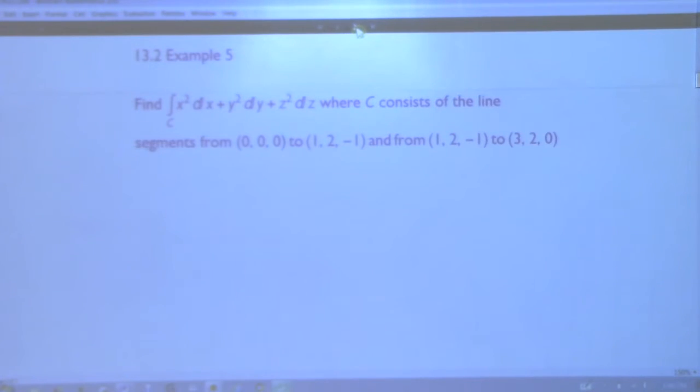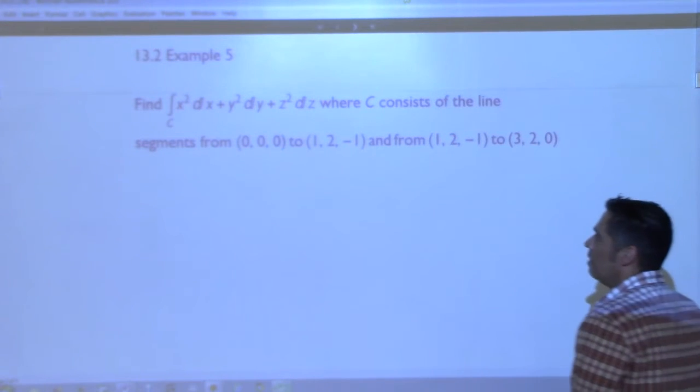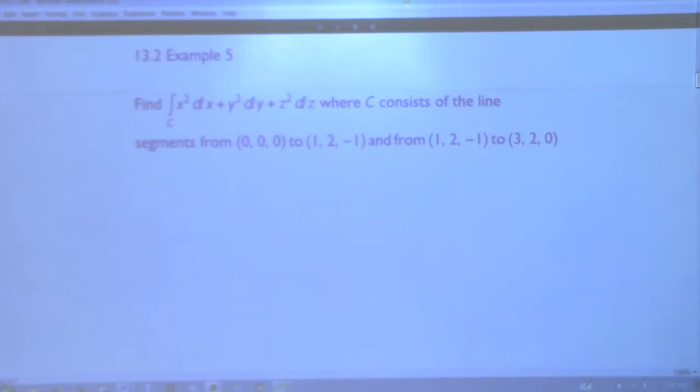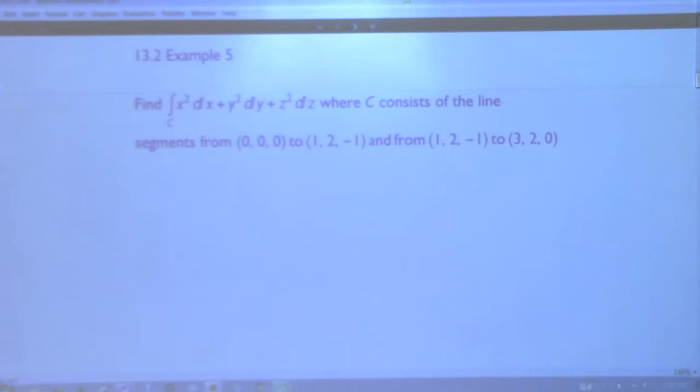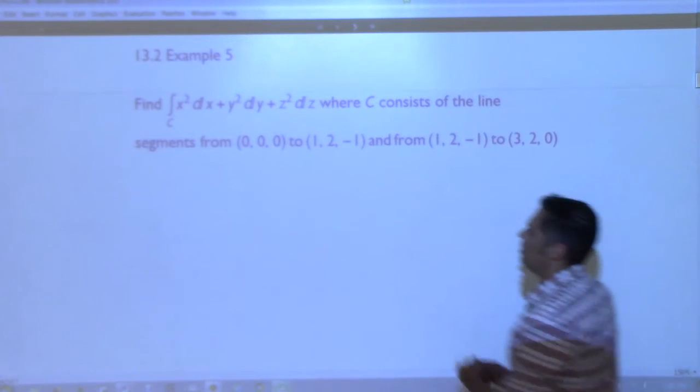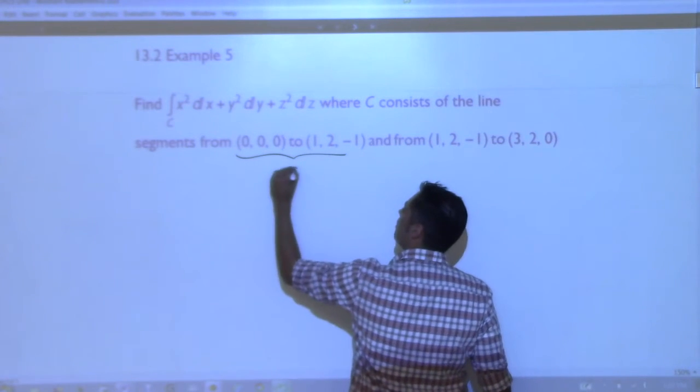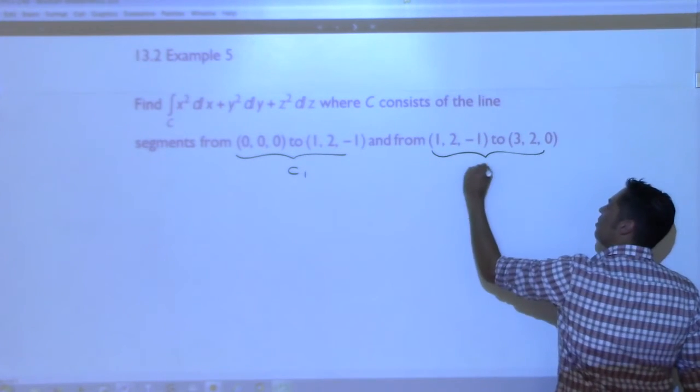Okay, so here's our first example of this new line integral where we have our curve in three-dimensional space. Find the line integral over C of this thing, where C consists of the line segments, two segments, from 0, 0, 0 to 1, 2, negative 1, and from 1, 2, negative 1 to 3, 2, 0. For the sake of time, let's just do one of the two line segments. But you do need to understand that this would have to be broken up. This would be C1, and this would be C2. Do you all understand?